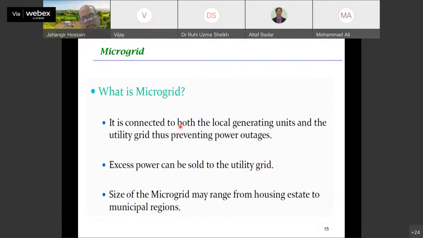When I say microgrid, many people ask what the size is. A microgrid could be at any small scale. It could be one house, it could be a small community, or sometimes even your university campus. So it could be of different sizes.